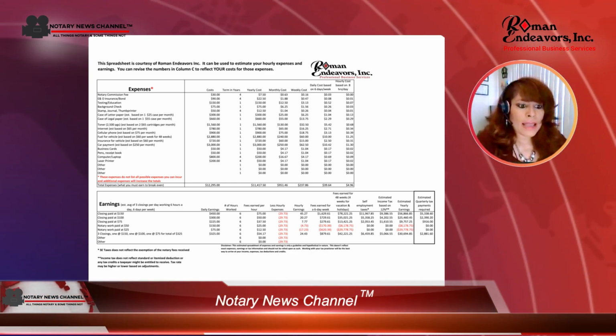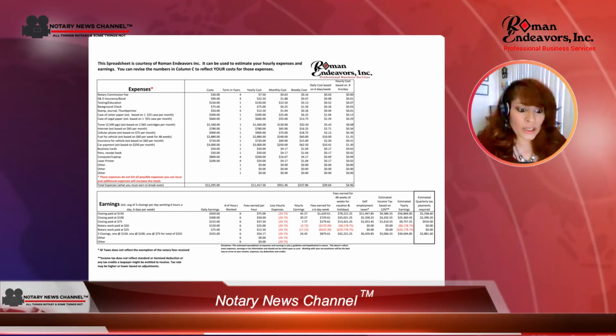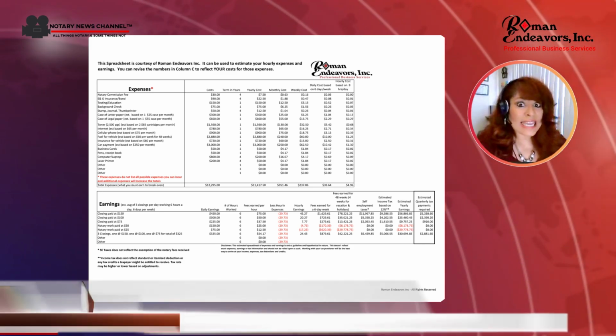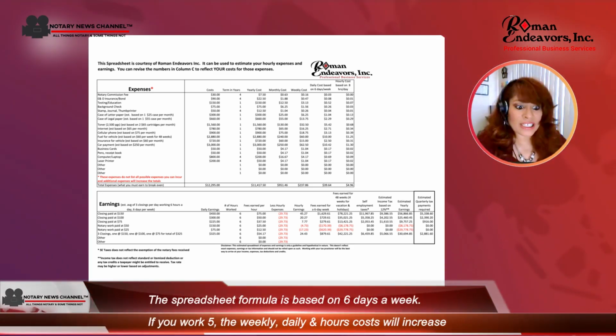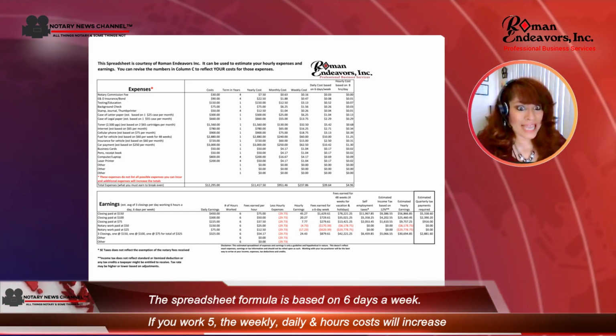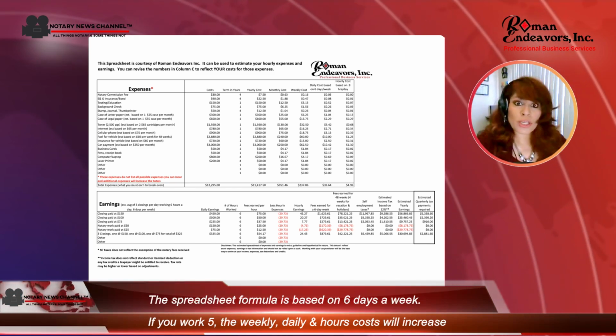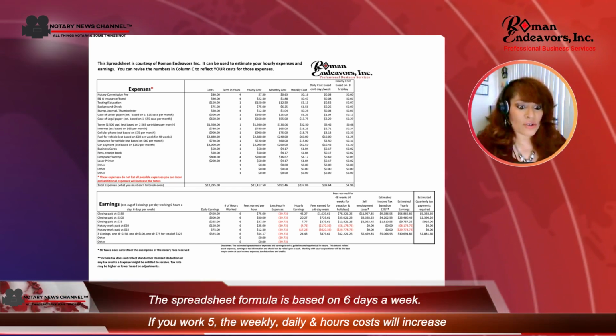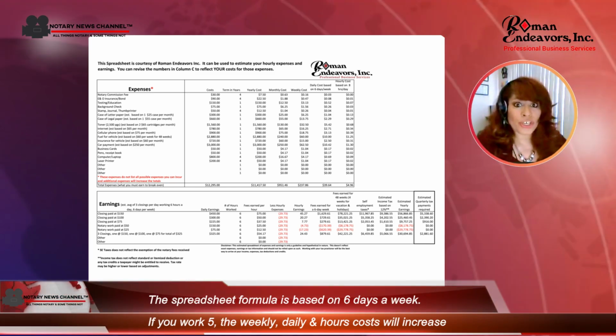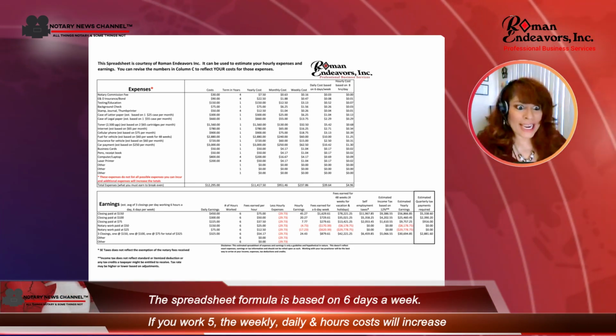And then your weekly cost, what it costs for working 6 days a week. Now, this is factored in as 6 days a week, Monday through Saturday. And obviously, if you are going to adjust the weekly cost to only working 5 days a week, these expenses would increase. It would be higher per day.